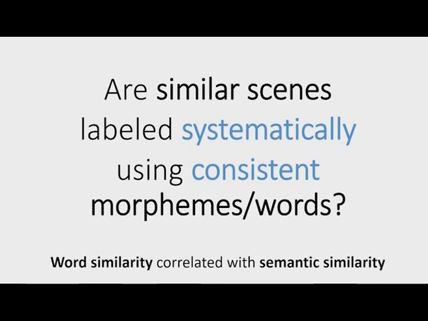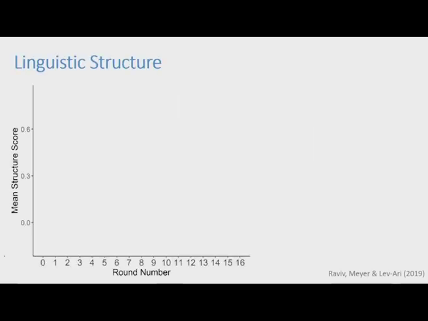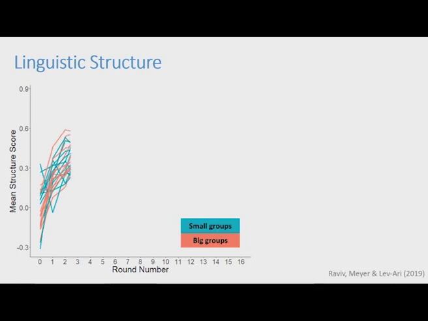So this relates to the idea of simplicity in the sense that if you have more structure, that means the language is more transparent, more regular, more systematic, and presumably simpler to use and learn. Okay, so let's focus first on the first feature, that's community size. What I'm plotting here is time on the x-axis, that is the round number, and on the y-axis, the mean structure score. So remember, higher structure is better, simpler, and the groups in this color coding. And this is how it looks like.